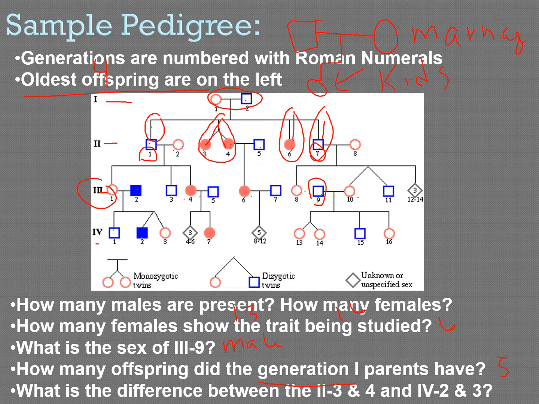What is the difference between generation three, generation two, children 3 and 4, and generation four, 2 and 3? Well, if you look here, these are twins, but 2 circles obviously mean they were girls. So it was twin girls, so identical twins. And then here, this is fraternal twins. That's how you are able to read a pedigree.